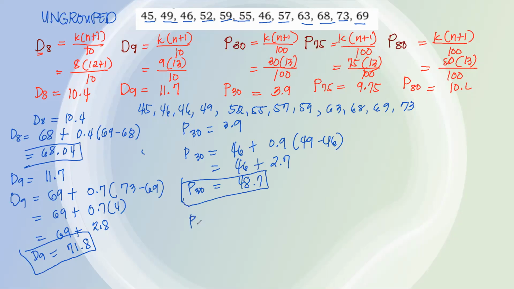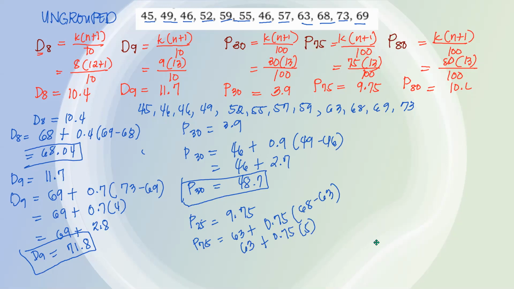Next, P sub 75. This is 9.75. So P sub 75 is equal to the 9th term. This is the 10th, so this is the 9th: 63 plus 0.75 of the difference of 68 and 63. So that's 0.75 times 5.